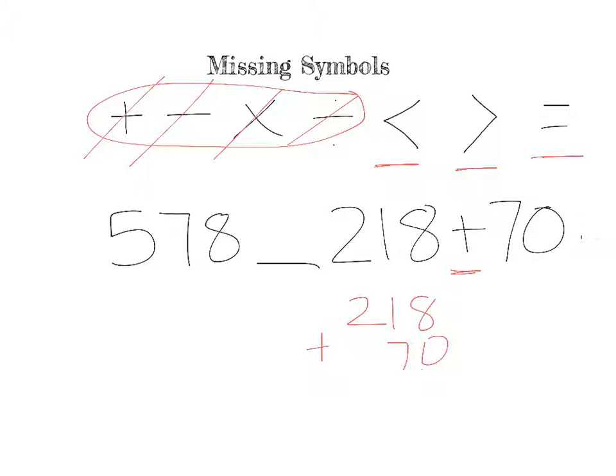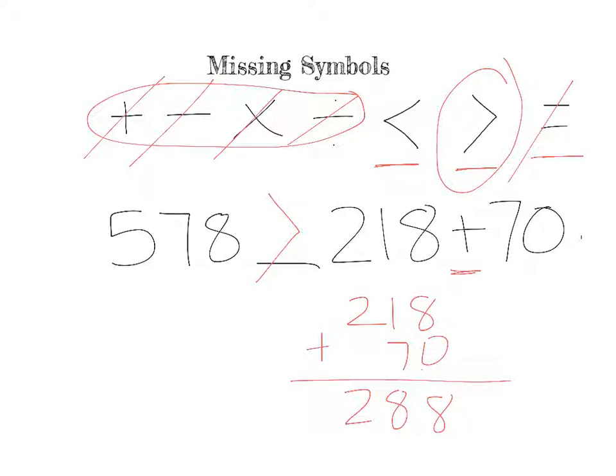218 plus 70. 8 plus 0 is 8. 7 plus 1 is 8. 2 plus nothing is 2. So 288. Well, 578 does not equal 288, so that can't be right. Remember, we read our equation from left to right. So 578 is greater than 288. So that would be our missing symbol.